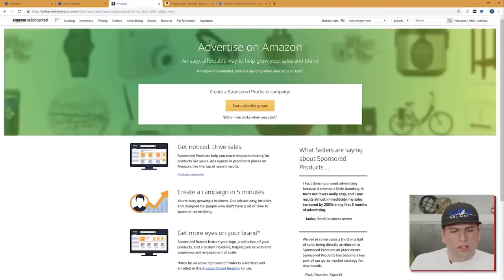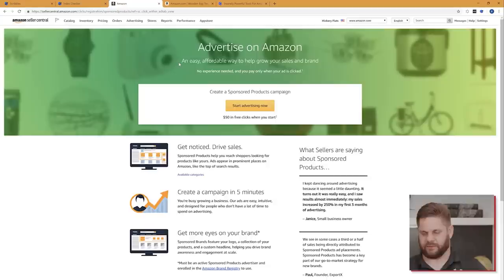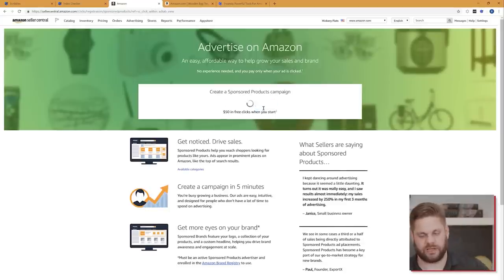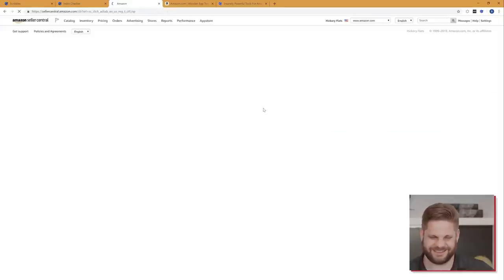All right, what am I looking at here? Yeah, what we're looking at is obviously Amazon's options, giving you some information. So we're going to hit start advertising now. This is a brand new account we set up, so we're literally walking you through brand new settings. Well, that's cool. You get $50 in free clicks when you start. So there we go. We're not even going to have to pay for a lot of this PPC campaign right now.